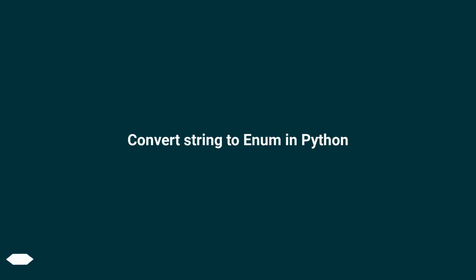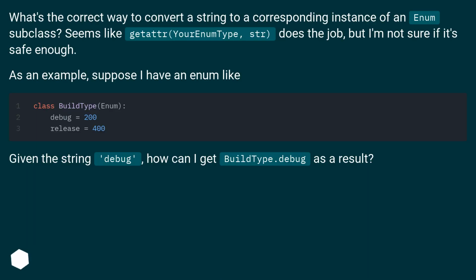Convert string to enum in Python. What's the correct way to convert a string to a corresponding instance of an enum subclass? Seems like Enum type, str, does the job, but I'm not sure if it's safe enough. As an example, suppose I have an enum like this. Given the string debug, how can I get BuildType.DEBUG as a result?